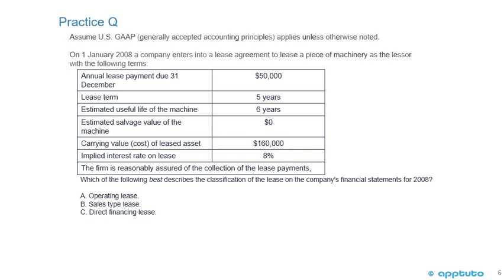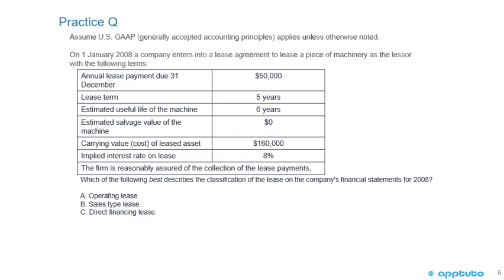Annual lease payment due on 31st December, $50,000. Lease term is for 5 years. Estimated useful life of the machine is 6 years. Estimated salvage value of the machine is 0. Carrying value, cost of the leased asset is $160,000. Implied interest rate on the lease is 8%.